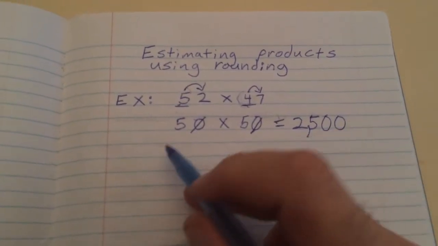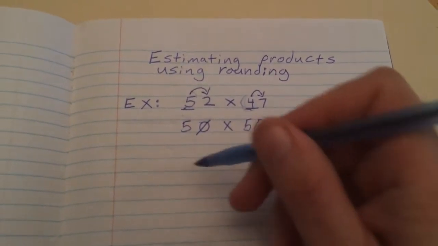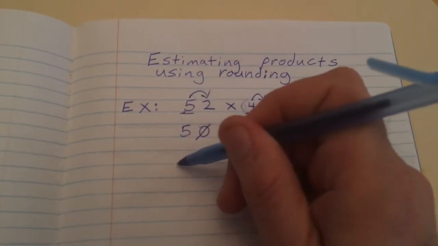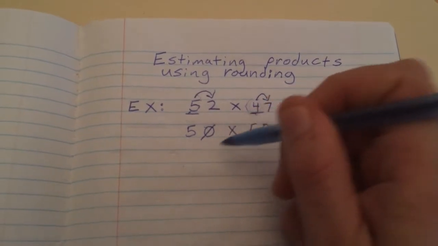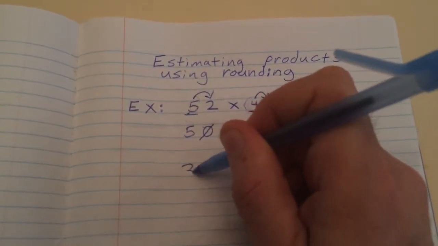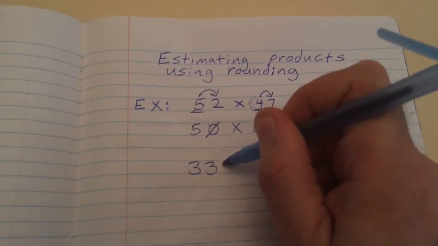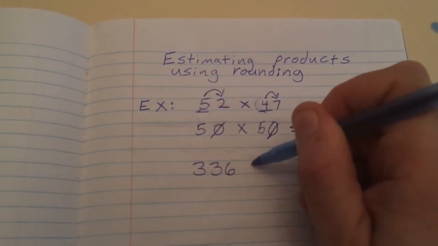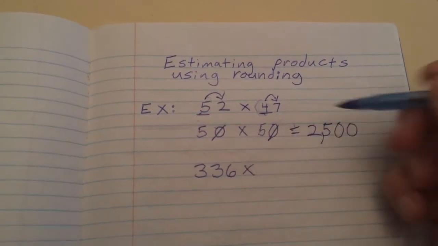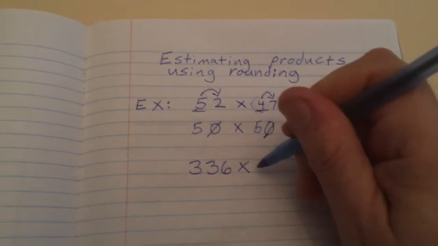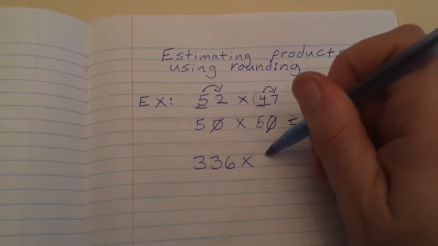You ready for another one? Okay, let's do another one. So we have a larger number. Let's make one up. Let's say 336 times... let's make it easy on ourselves. Let's use the same place value.